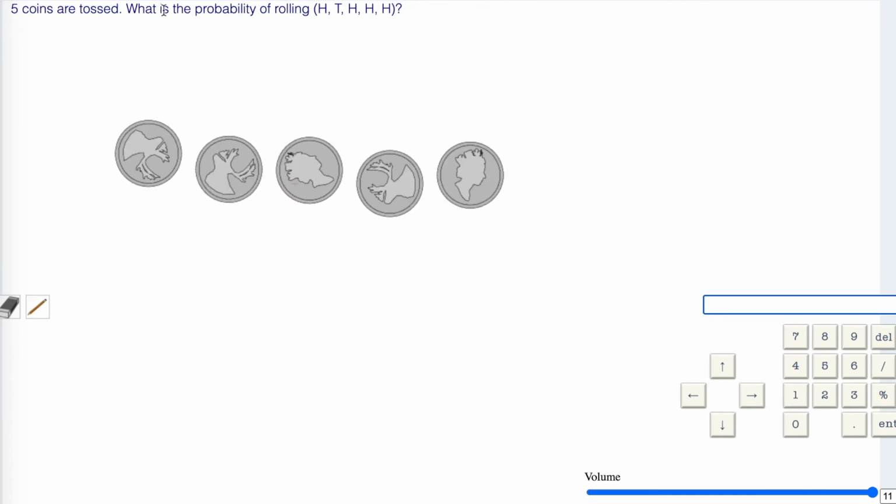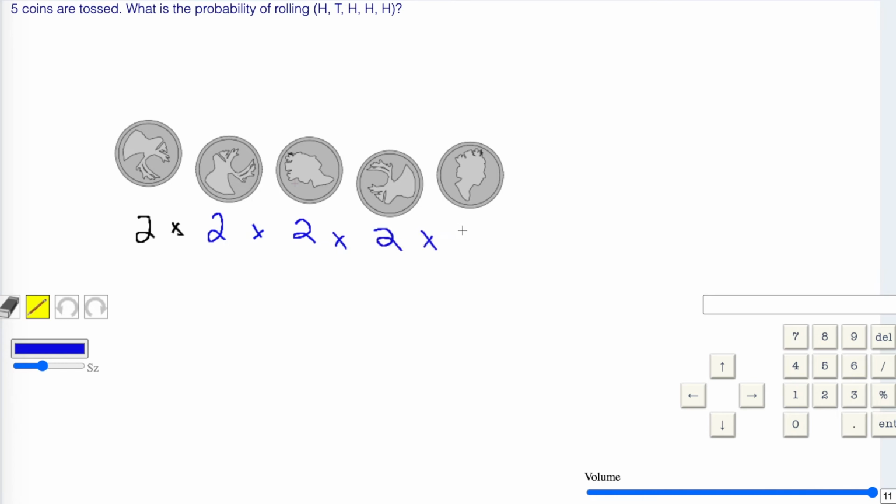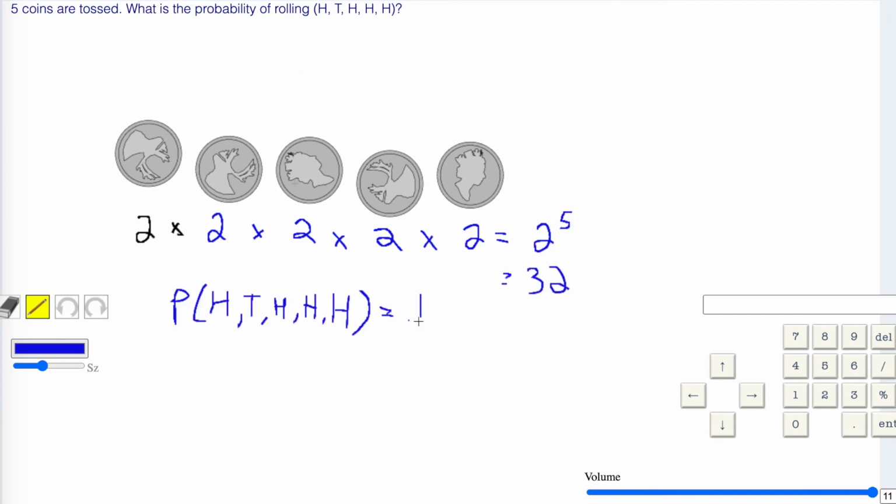Five coins are tossed. What's the probability of getting heads, tails, heads, heads, heads? There are 2 outcomes on the first coin, times 2 outcomes on the second coin, times 2 on the third coin, times 2 on the fourth coin, times 2 on the fifth coin, which makes 2 to the power of 5, if you like, which is 32. So the probability of getting that is going to be 1 out of 32.